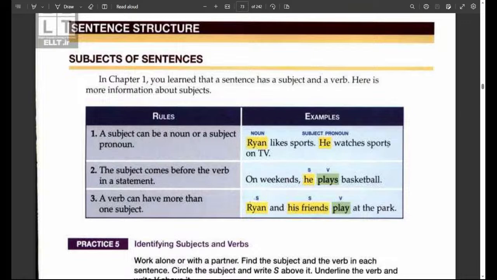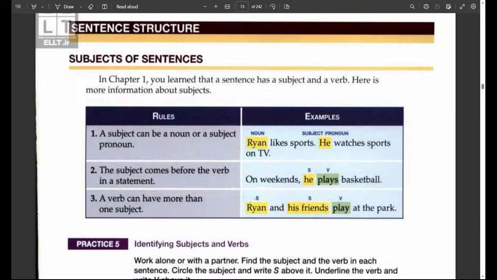He watches sports. He is a subject pronoun. He, she, it, they, we, you, I. These are all pronouns, and if used in a sentence they are the subject pronouns. Instead of a noun they will become a subject pronoun. So he watches sports. The second rule is the subject comes before the verb in a statement.